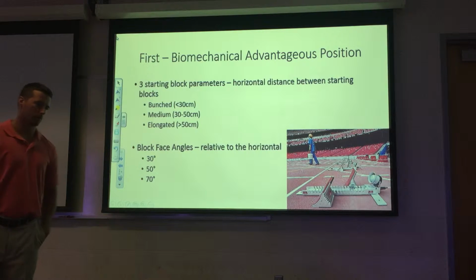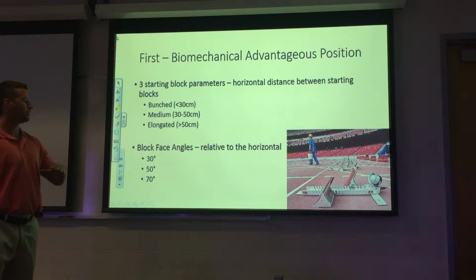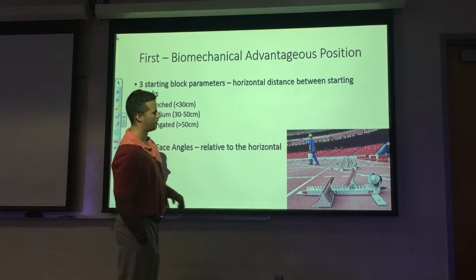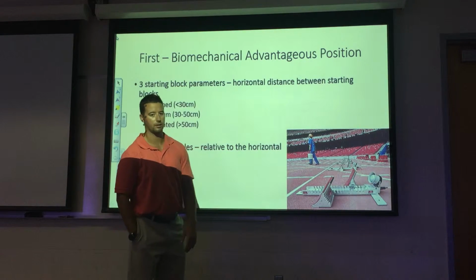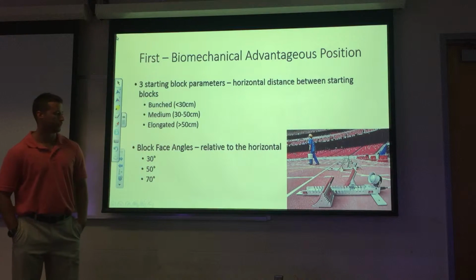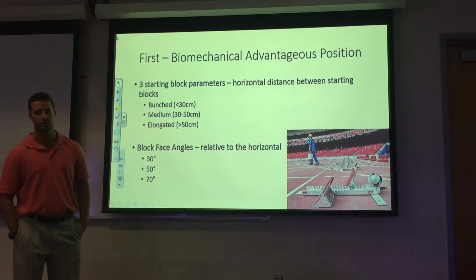And also, one other adjustment we can make is the block face angle. That's going to be the angle of the block relative to the horizontal, and the horizontal is going to be the ground. So if we take a look at the ground and the sprint block face, what angle is that relative to the ground? It's actually going to be the back angle there, kind of where the extra metal is. So what angle is that set at?